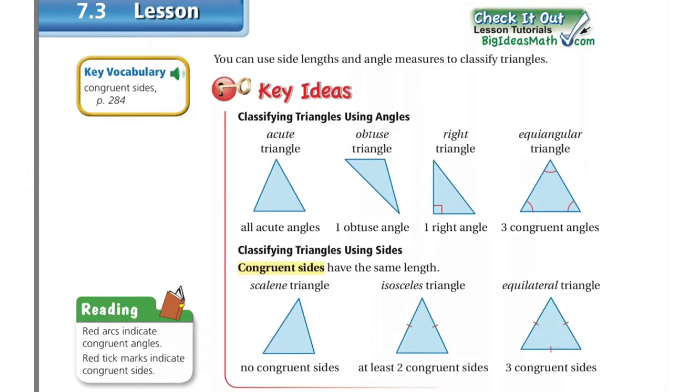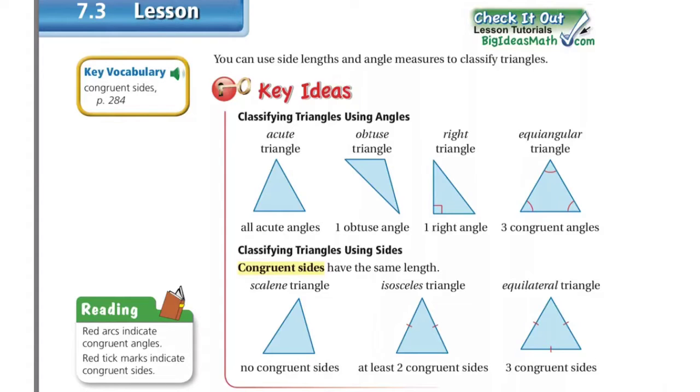Okay, so this is lesson 7.3, and it's just about classifying triangles. We'll classify triangles in two ways. First, we'll classify them by their angles. So you can classify one as an acute triangle, that's if all of their angles are acute, meaning all three angles are less than 90 degrees.